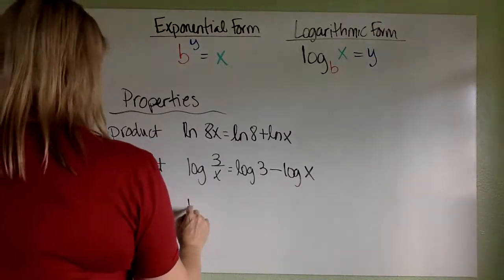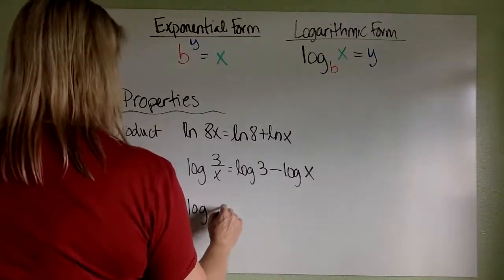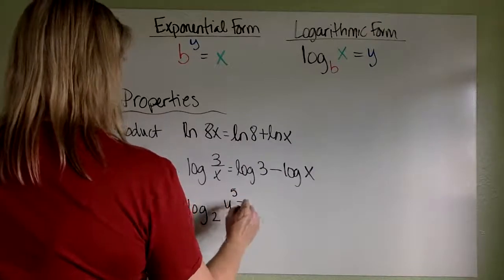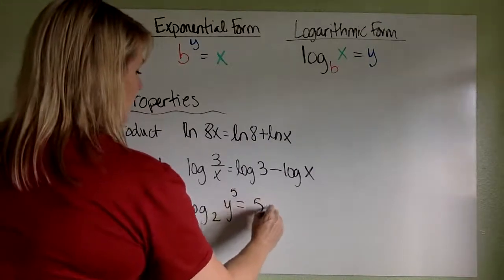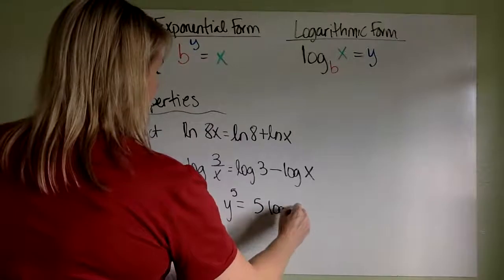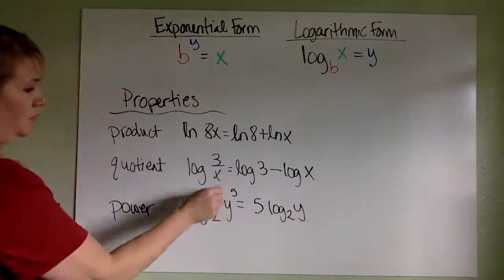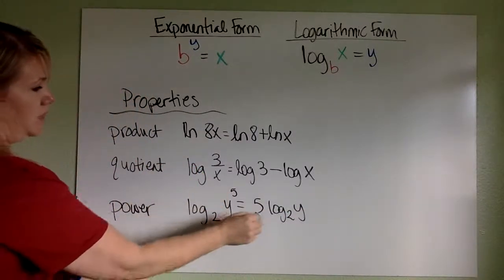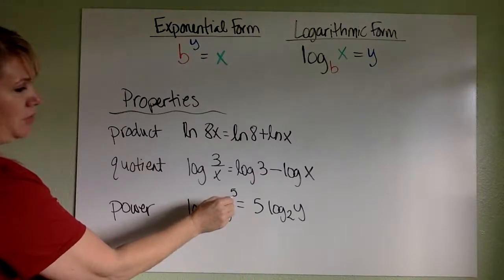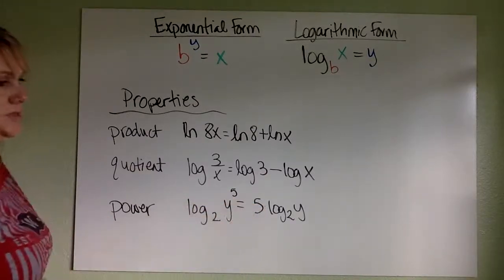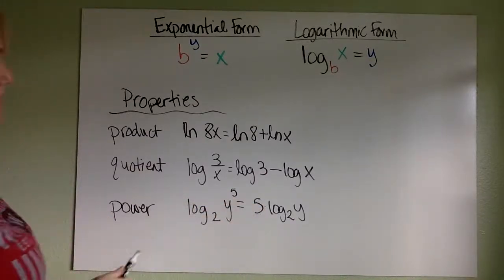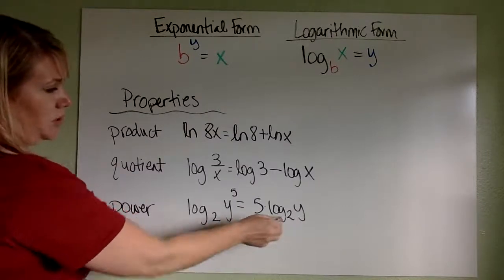So if I have my log base 2 of y to the 5th, the power rule says I can multiply that 5 by the log base 2 of y. So think of it as flying down, coming down in front. So that power that was on the y is now multiplied in front of the logarithm over there. And again, the same idea, same base, log base 2, log base 2.